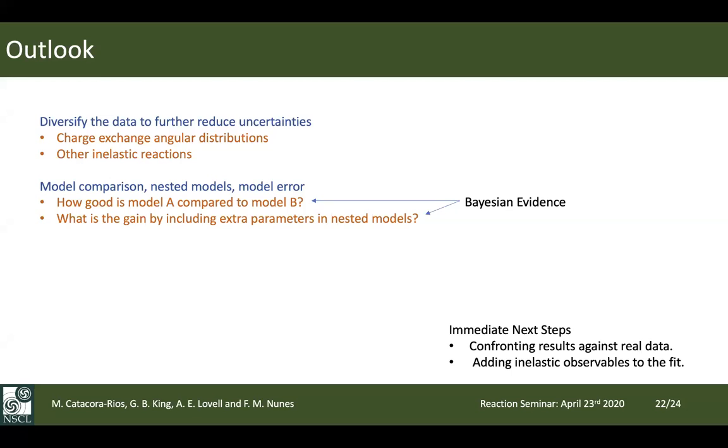And so in the more immediate future, we are currently finishing some work where we apply the same methodology that we used here, but to real experimental data. And we are also working on adding inelastic observables to the fit.